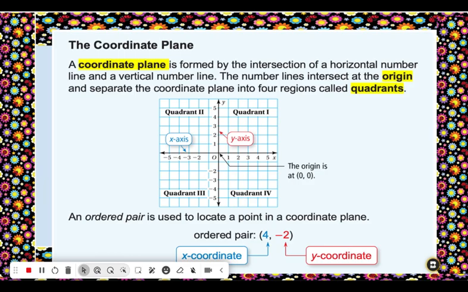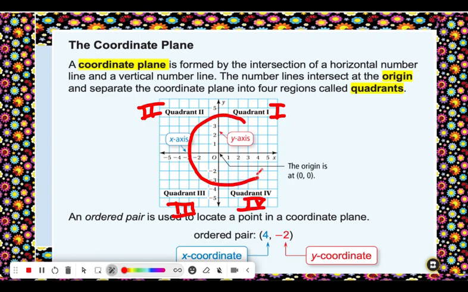So here we have a coordinate plane and it's divided into quadrants. So here's quadrant 1, quadrant 2, quadrant 3, and quadrant 4. The way I like to remember the quadrants is I make a big C, and that's the direction of the quadrants, 1, 2, 3, 4. C for coordinate plane. The origin is in the middle. (0, 0) is the origin.